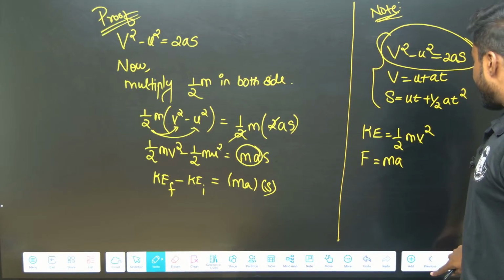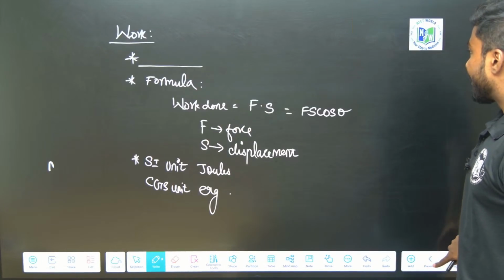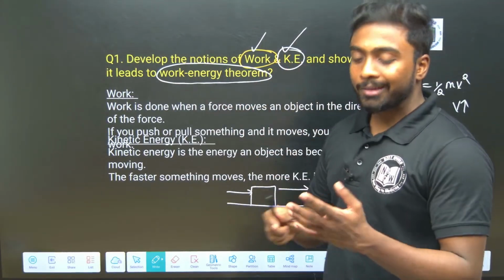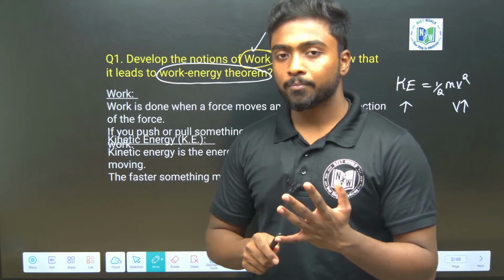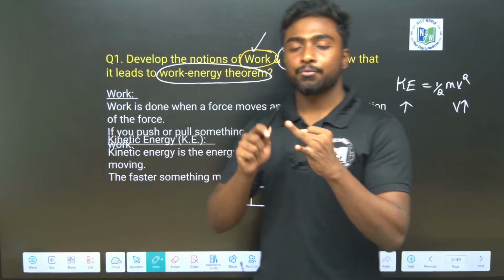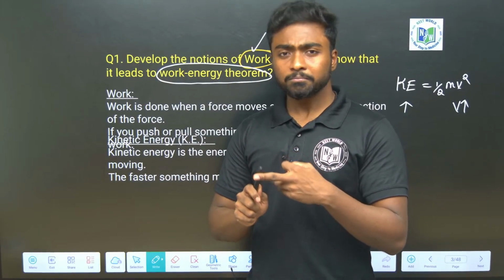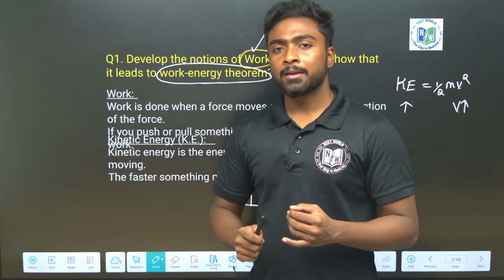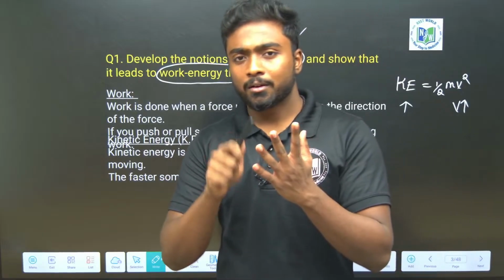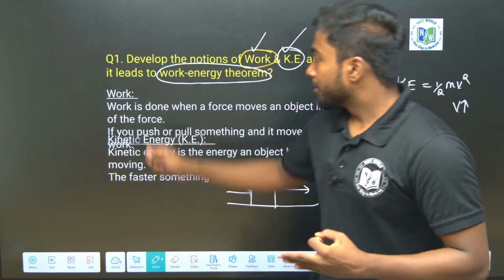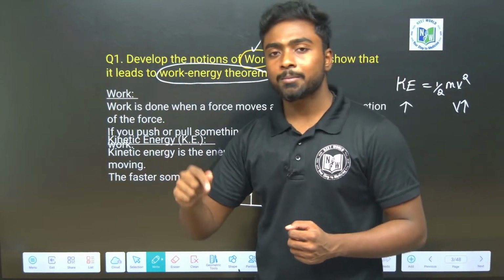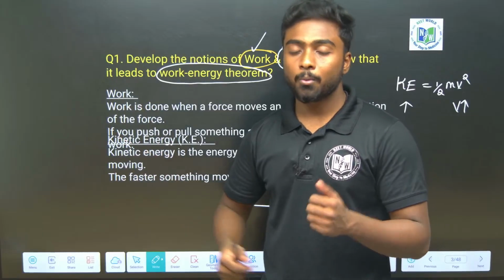So guys, listen, I'll tell you once again. If this question is asked, you need to write the first point as work. What is work done? The definition of work, formula, SI unit. Second thing, kinetic energy: what is kinetic energy? Definition, then formula, and then SI unit. These two are completed. Next is what is the work energy theorem: change in kinetic energy is equal to work done, we'll say.